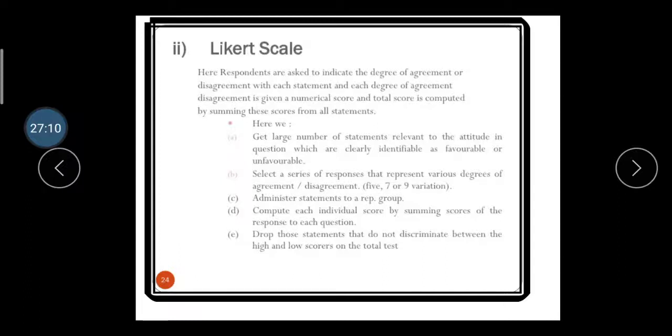Second, select a series of response categories varying in degree of agreement and disagreement. Then after, administer the statements to the respondents in a group. Then after, compute the individual score by summing the scores of the responses to each question. Then drop the statements that do not discriminate between the high scorers and the low scorers on the total test.